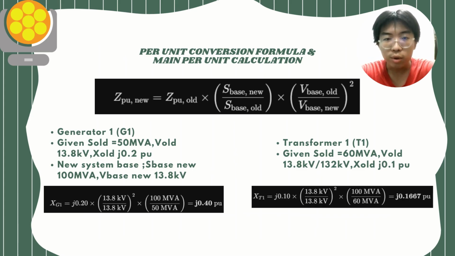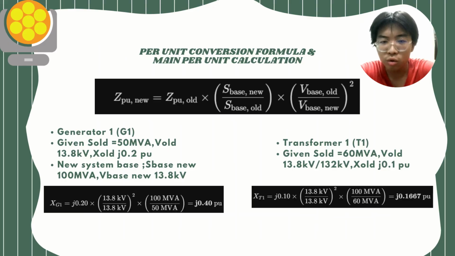And now I will talk about the per unit conversion formula, the main per unit calculation. The formula is given as Z per unit new equals Z per unit old multiplied by S base new divided by S base old, and multiplied by the power of 2 of V base old divided by V base new. The given information is generator 1, given S old is 50 MVA, V old 13.8 kV, X old j0.2 per unit, and the new system base is S base new 100 MVA, V base new 13.8 kV.